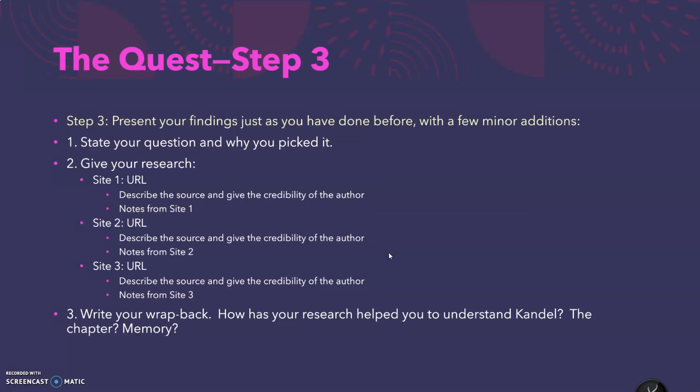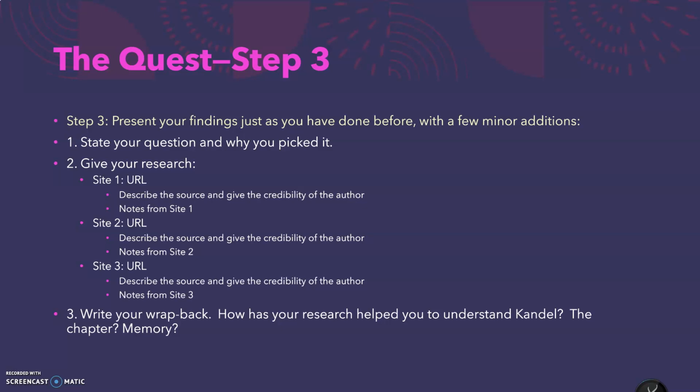All right, then the quest. You're going to present your findings just like you normally do. So number 1, state your question, explain why you picked it, and then give your research. The only difference this time is I do want you to look at the source, like the publisher, who's publishing the article that you're reading, and who actually wrote it, and what kind of credibility in the field they have. See what you can find out about that and report what you can.